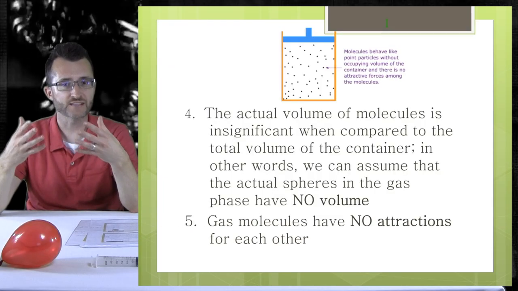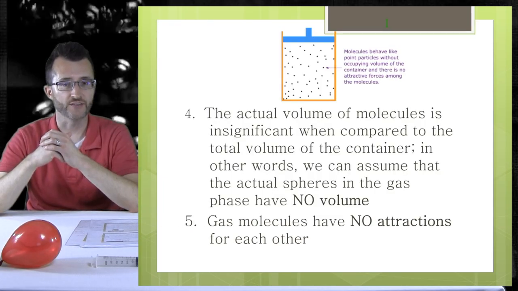Finally, number 5, gas molecules have no attractions for each other. Now, in number 5, the particles having no attractions, well, we know from previous units that all matter, all atoms, all particles, all molecules, they do have attractive forces, intermolecular forces. We've talked about those. But because particles of a gas are separated and individual and far apart, we say that attraction is negligible, which basically means it's so small, it's insignificant. So we just say that it's no attraction.